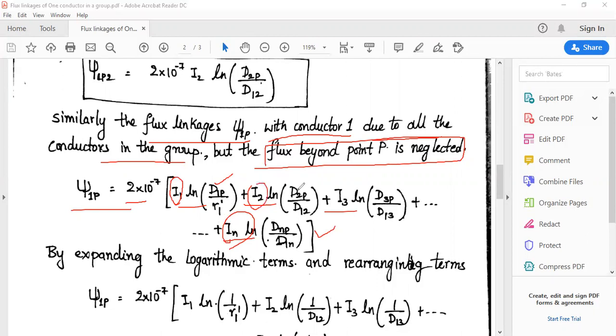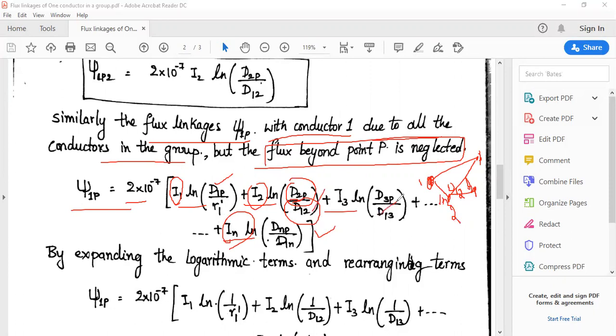Next I2. So I'll be having D2P and D12. D12 is the distance between the two conductors: this is the first one, and this is the second conductor that is present there. This is the point P, this is D1P, and this is D2P. So if I want to analyze with respect to this conductor, I'll be analyzing with respect to D2P and D12. That is one thing which is there in the equation here.